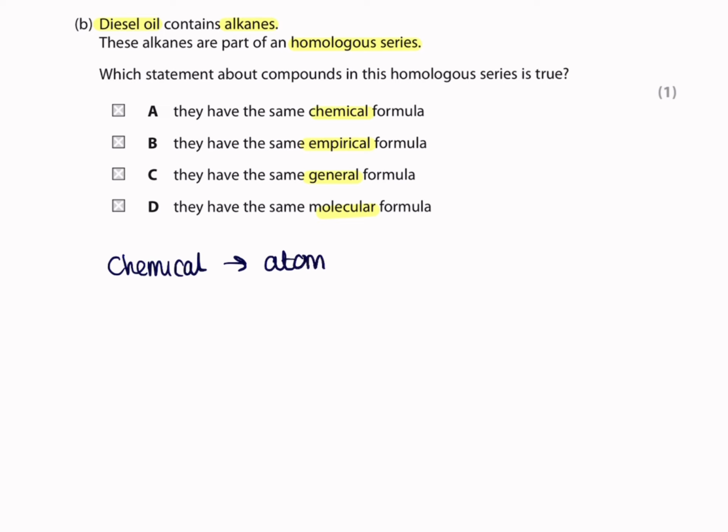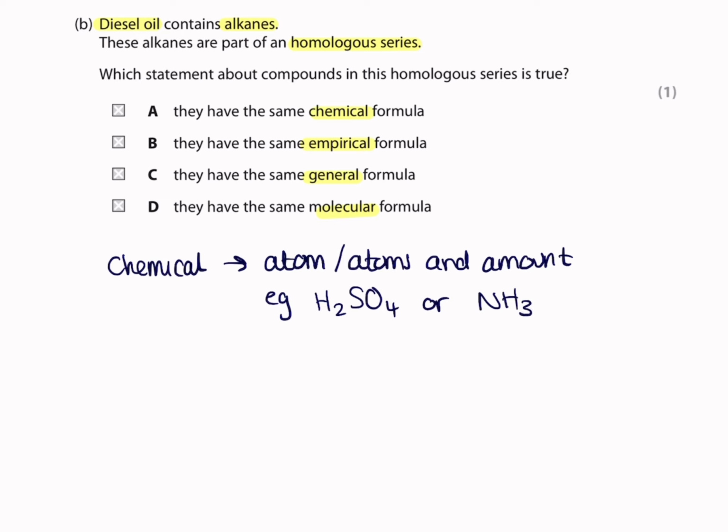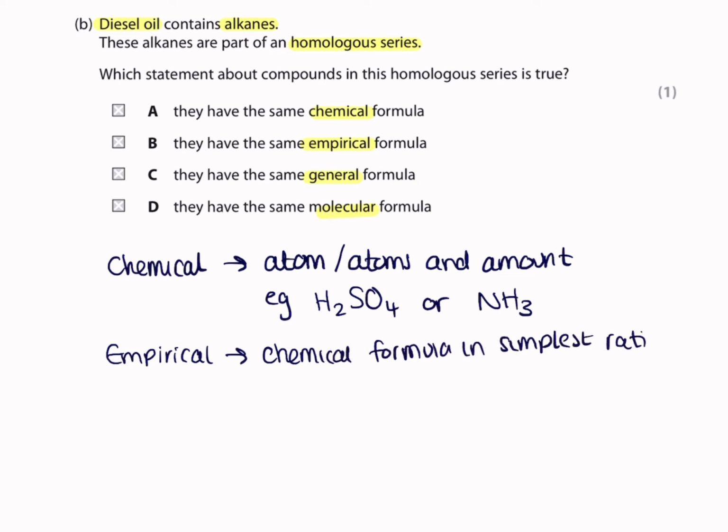The chemical formula is all the atoms and the amount of each atom you've got. It can be a single atom. For example, H2SO4 or NH3 tells you exactly what you've got and how many of them. Next one is the empirical formula. It is like the chemical formula, however, it's in its simplest ratio. Empirical formula, simplest ratio, should all mash together in your mind. For example, C4H8 in its empirical formula is CH2, the simplest ratio of carbon to hydrogens.